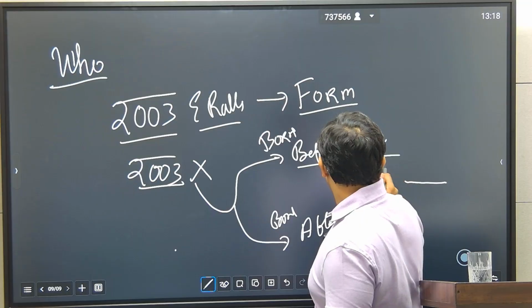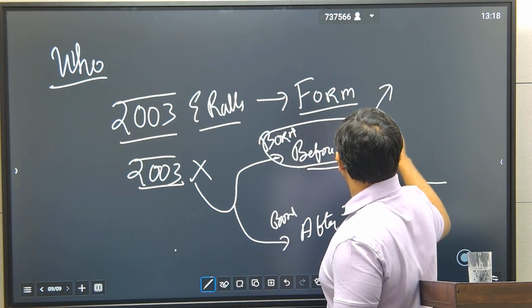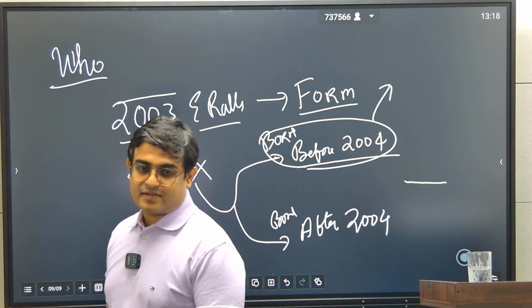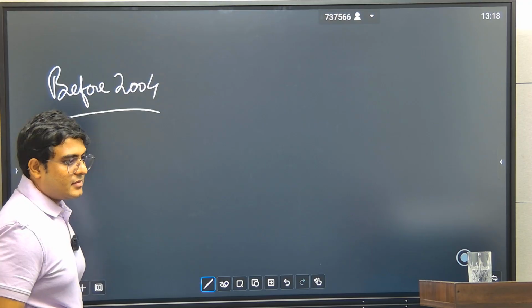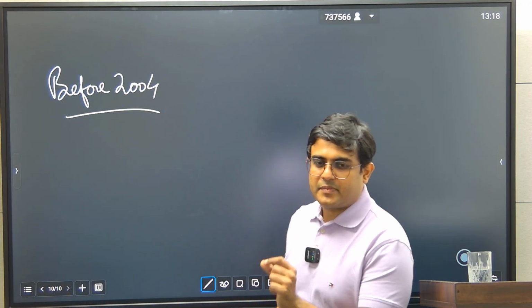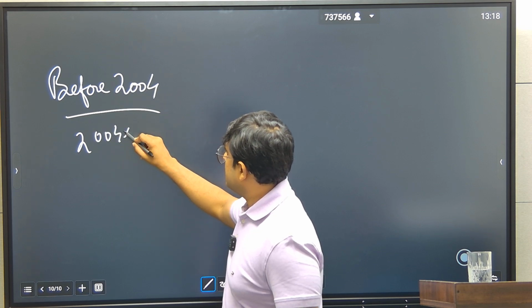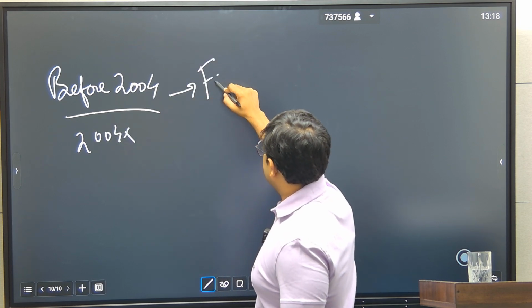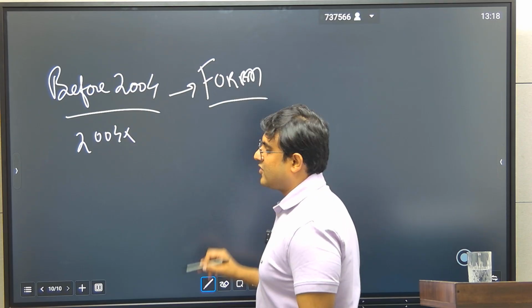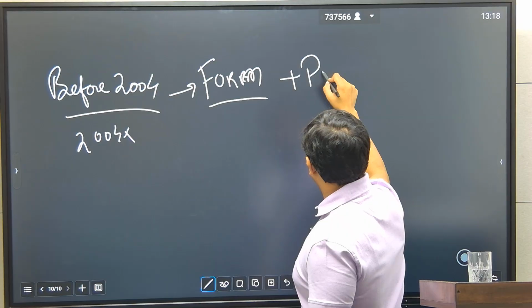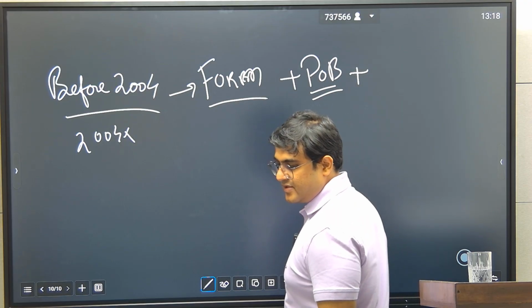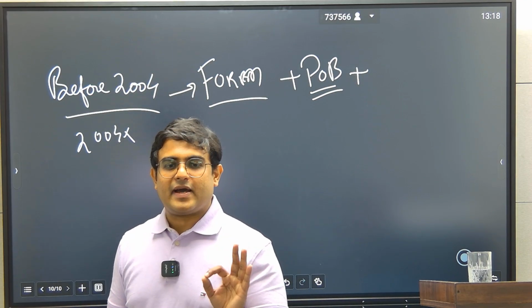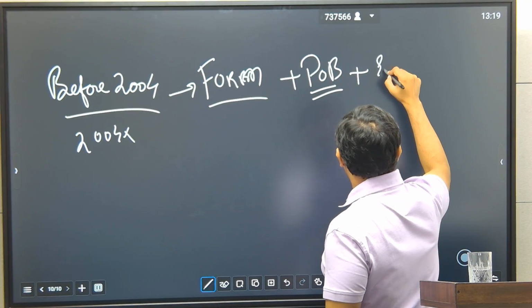Now if you're born before 2004, then you need some documents. Your name is not in the 2003 electoral rolls. So you have to, like previously, fill the form, mandatory, plus you have to give your place of birth through your place of birth certificate, plus give the documents of one of your parents, mother or father.